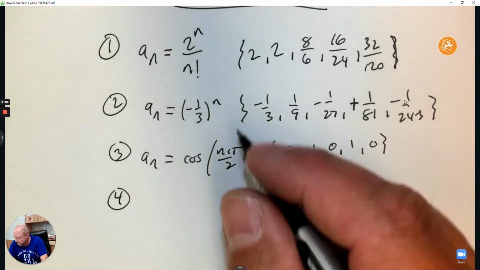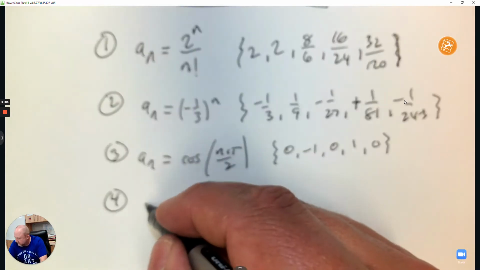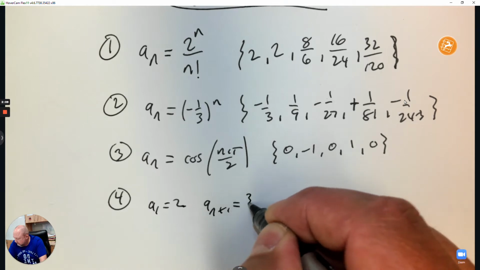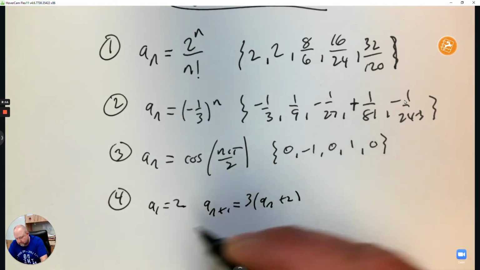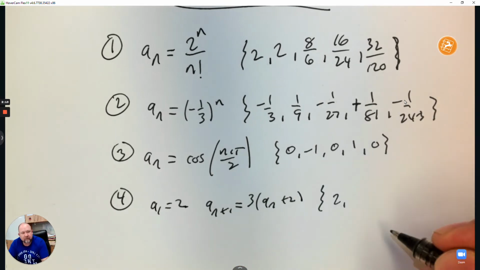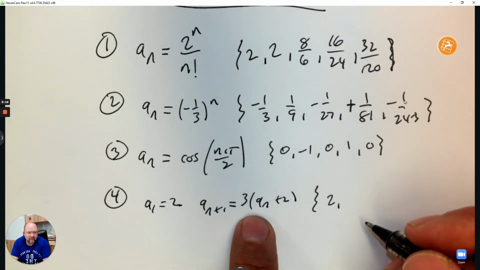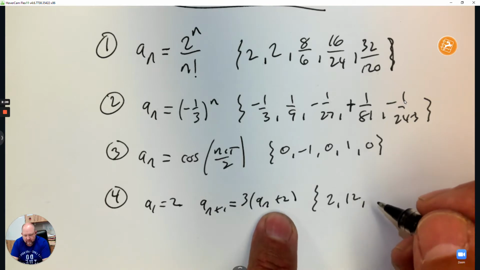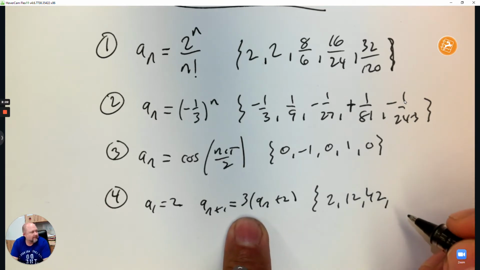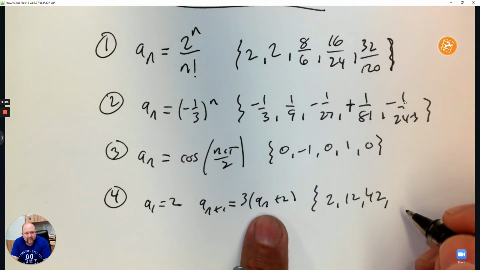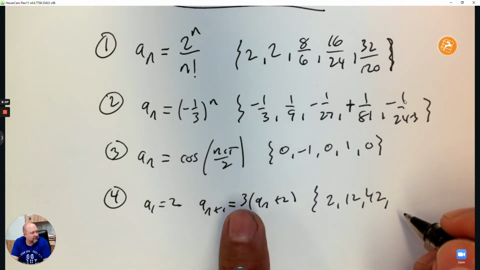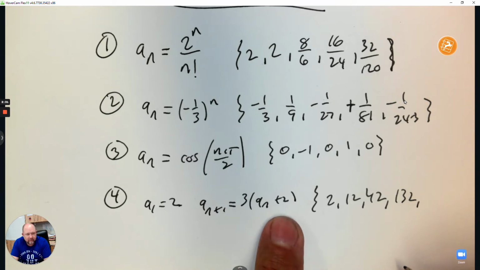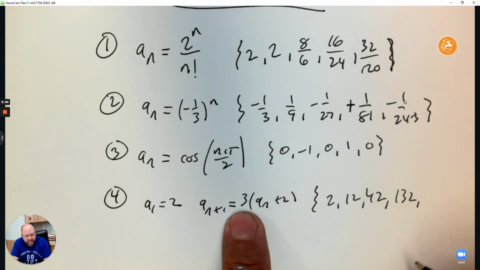Number 4, write the first 5 terms again. So this is recursive. The first term is 2, and then we use that. 2 plus 2 is 4 times 3. Then 12 plus 2, 14 times 3. And then 42 plus 2 is 44 times 3. And then 132 plus 2 is 134 times 3. And you have your answer.